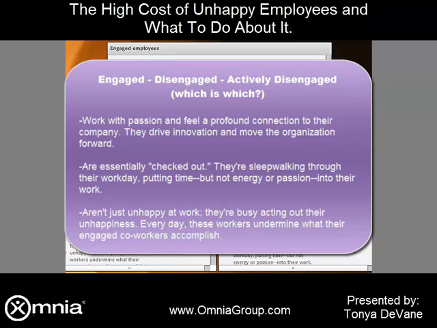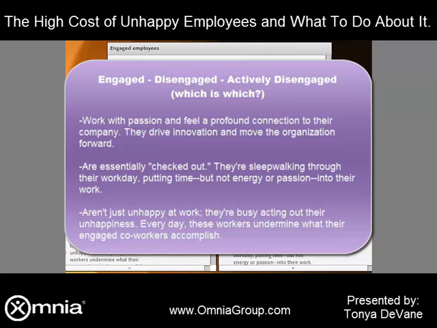So the actively disengaged employee is not just unhappy at work. They're busy acting out their unhappiness. Every day, these workers undermine what the engaged coworkers accomplish. So they are proactively being disengaged. They are really trying hard at not being a part of the team. So that's the difference between the actively disengaged and the not engaged.